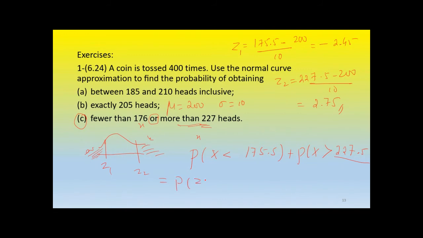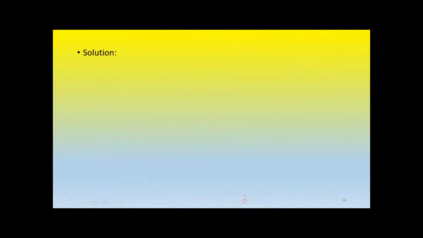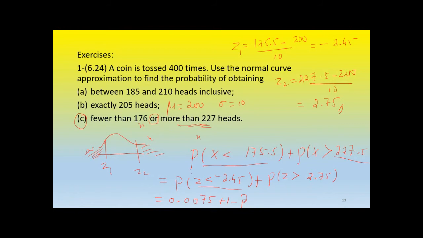So we can further write this equation: P of z less than negative 2.45 for this first term, plus the probability of z greater than 2.75. We know the table shows only the area for probability of z less than a given value, so we have to rewrite this one. This area you can find from the table, which is 0.0075, plus 1 minus the probability of z less than 2.75.